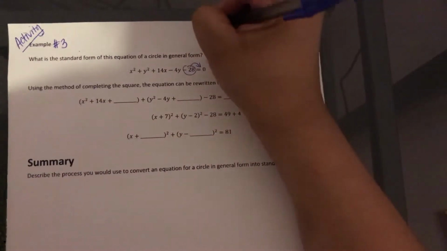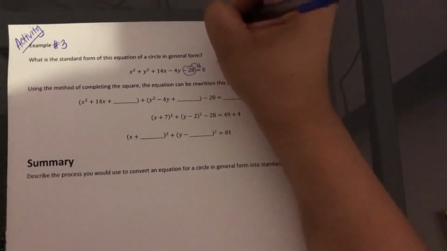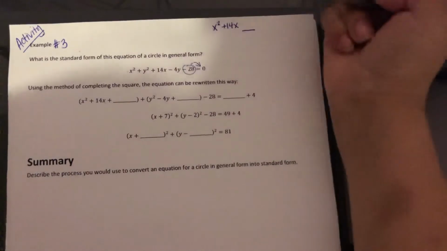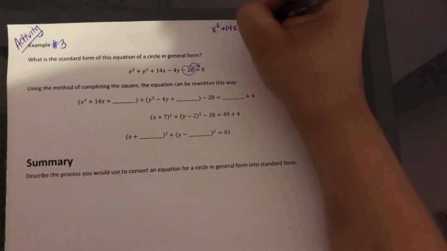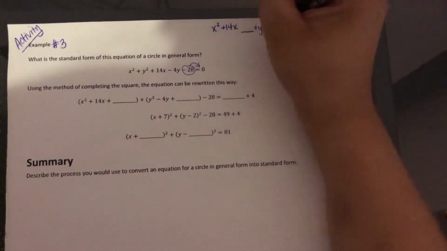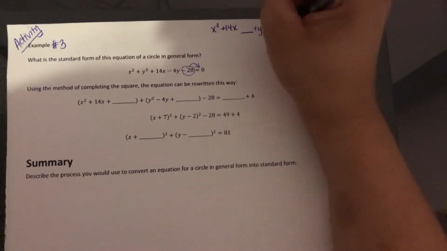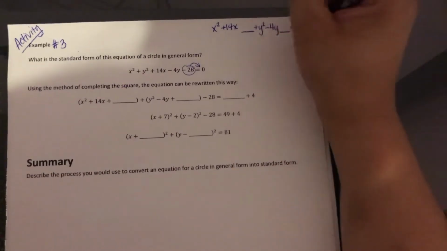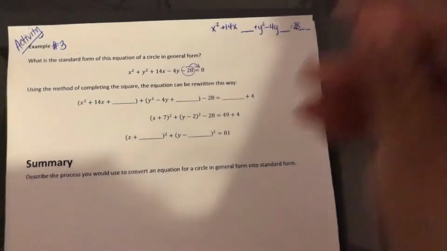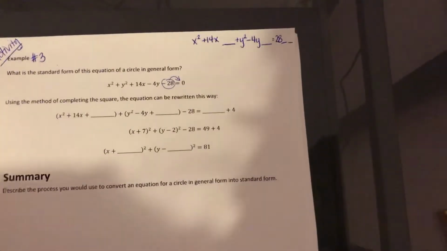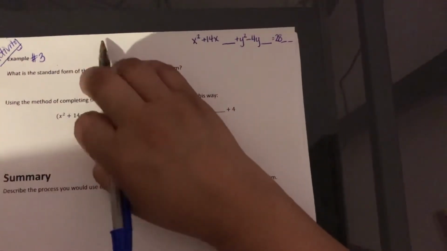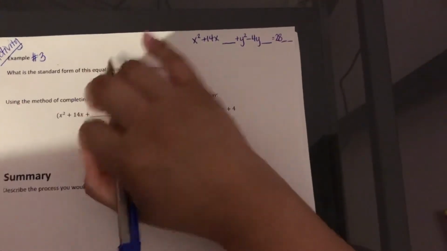Okay, so I'm going to start up here. X squared plus 14x, because remember, I'm grouping my x's. And I like to do this. I leave a little bit of space, plus y squared minus 4y, leave a little bit of space, is equal to 28. And then 2 spaces here, because we're going to add 2 things there. Should have left a little bit more space over to the side, but it's okay. Okay, over here, I'm going to do those 2 things that I did before.